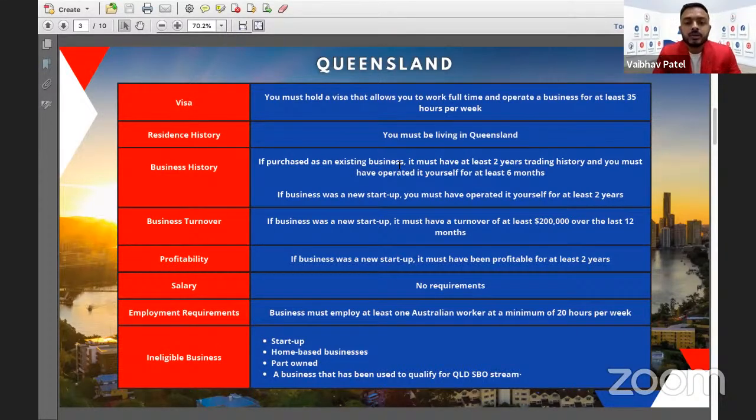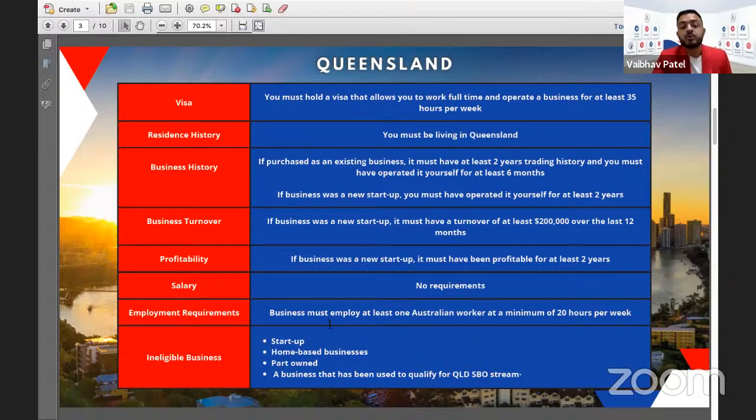So here's the screen that I'm now able to share that I was not able to share before. If you can see on the screen, you have to have the business operating for at least 2 years if it is a startup business, and you have to have been running that business for 2 years yourself, and the business has to be profitable for both years. Salary, as I said, you should be withdrawing a salary. It is not a requirement, but we recommend you do so.